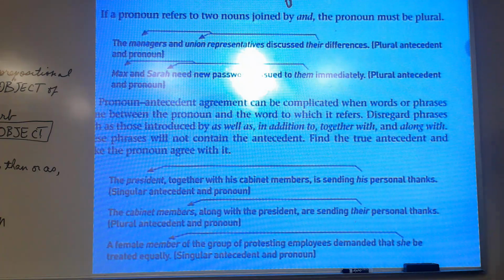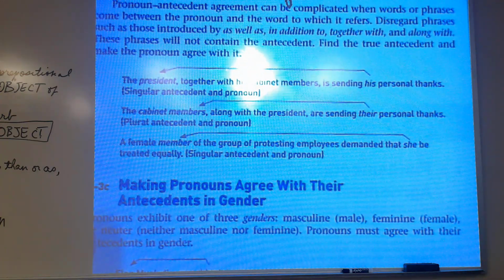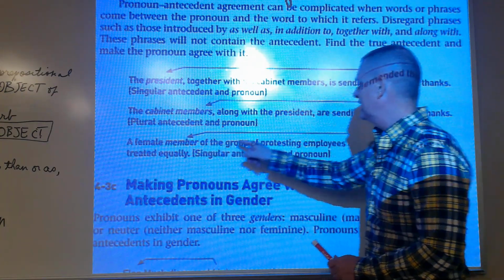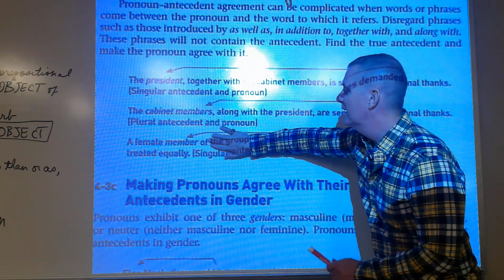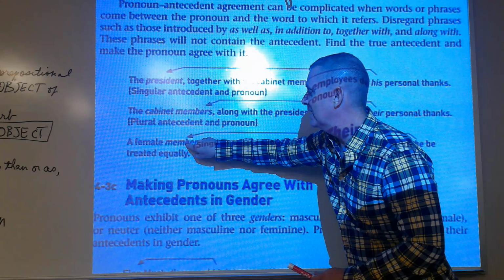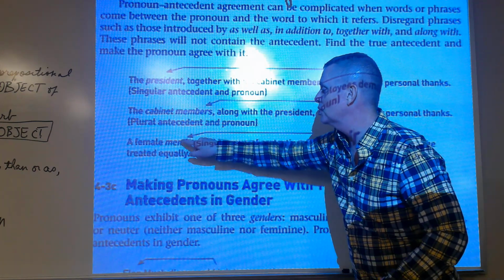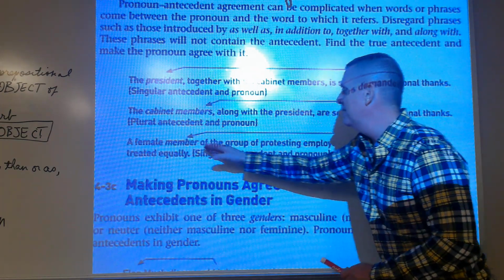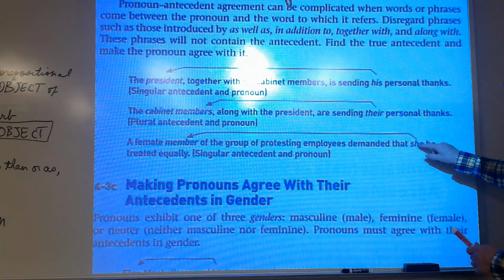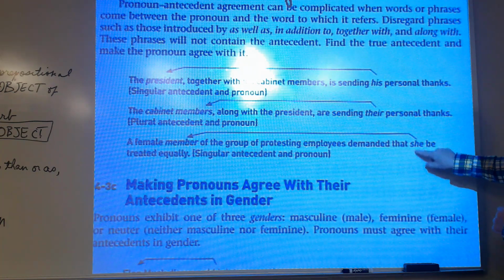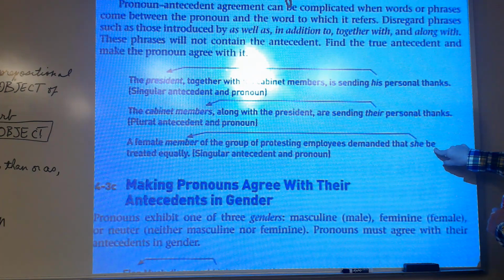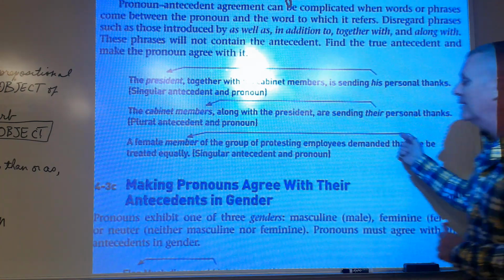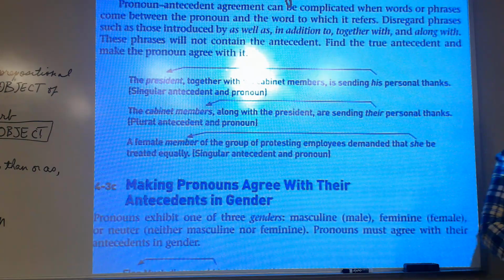A female member of the group of protesting employees demanded that she be treated equally. Don't pay any attention to prepositional phrases either. Get rid of the prepositional phrases, and we know that it's feminine and it's singular, so we need a singular pronoun, she or her. A female member of the group of protesting employees demanded that she, and I'm going to use a subjective case pronoun because this pronoun is used as the subject of the verb be treated. So a subjective case pronoun must be used, but this pronoun refers back to the member, which is she.